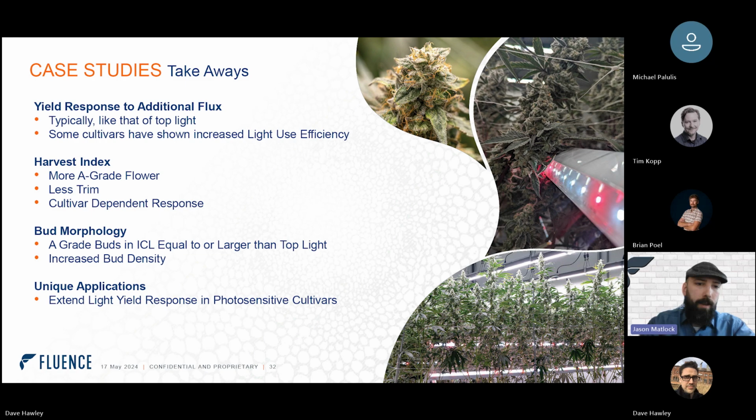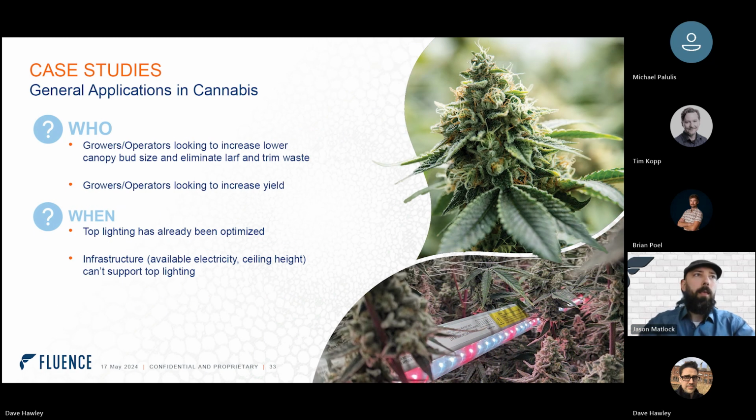Now I want to pivot and talk a little bit about who's going to benefit from this. The place to use this is when you've already dialed in most of what you're looking for and you want to push further. So growers who want to enrich their A-grade fractions, who want to control larf, reduce trim, this is going to work well in that space. But it's going to work well if your cultivation practices are already dialed in. ICL is a powerful tool, but it's not a silver bullet. It has to be used in conjunction with good practice.